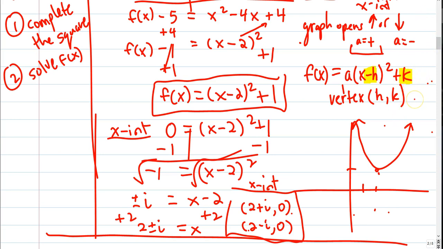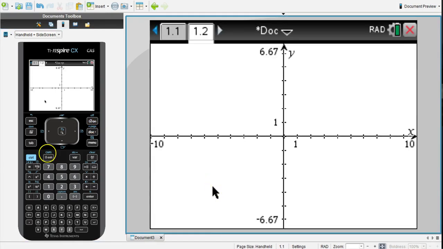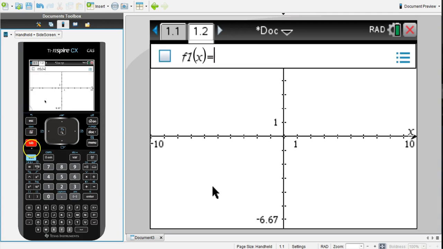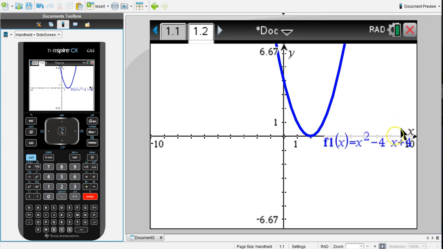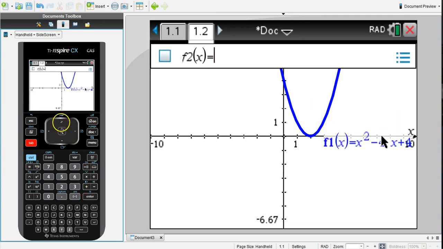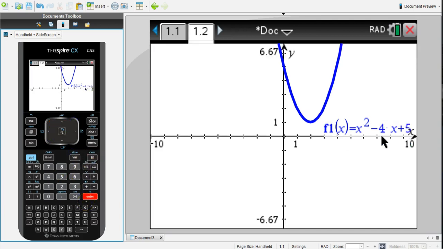I can also do this. I have some technology. What was our original equation? x squared minus 4x plus 4. Let's see if that'll work. x squared minus 4x plus 4. Oh, it was plus 5. I was like, yeah, something's off there. How about plus 5? And that is what our graph looked like, having a vertex at 2, 1 and opening upward with no real x-intercepts.